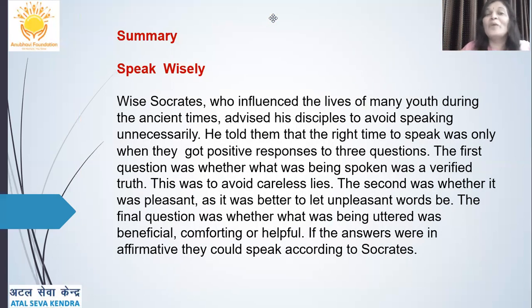Now let us see how we can summarize this beautiful story. So I have given a beautiful heading, Speak Wisely. It sums up the entire story. Wise Socrates, who influenced the lives of many youth during the ancient times, advised his disciples to avoid speaking unnecessarily. He told them that the right time to speak was only when they got positive responses to 3 questions.